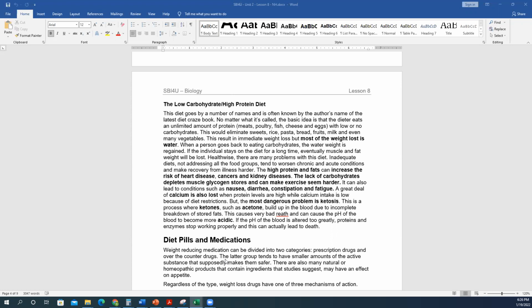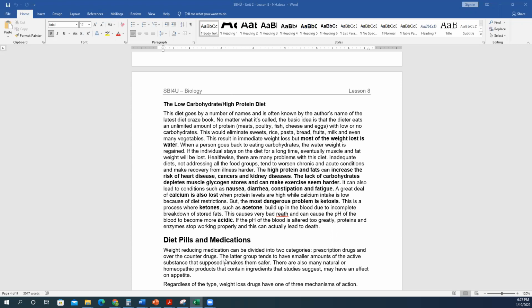It can also lead to conditions such as nausea and diarrhea, because you're excluding carbohydrates, which add quite a bit of bulk to your digestive system. In addition to diarrhea, you might develop the opposite: you might develop constipation, and you are going to be also quite fatigued.